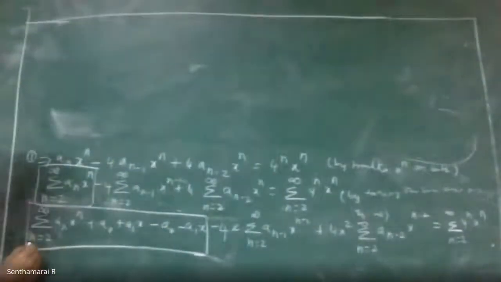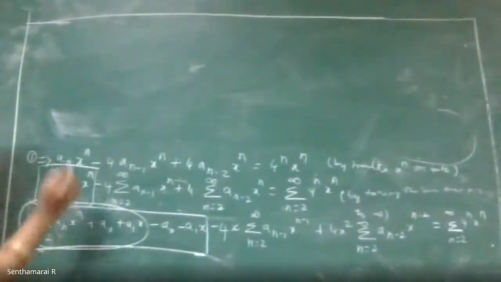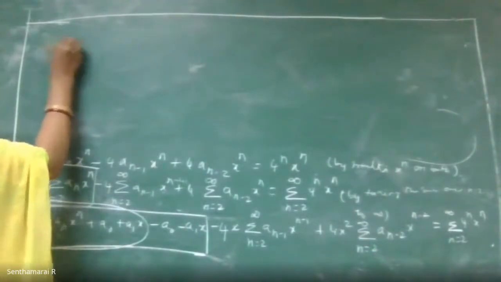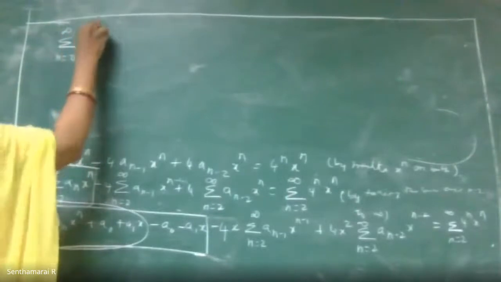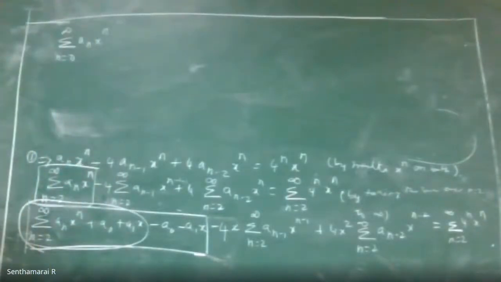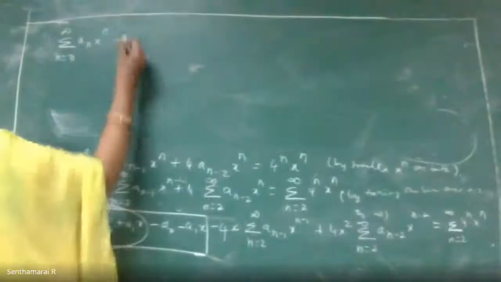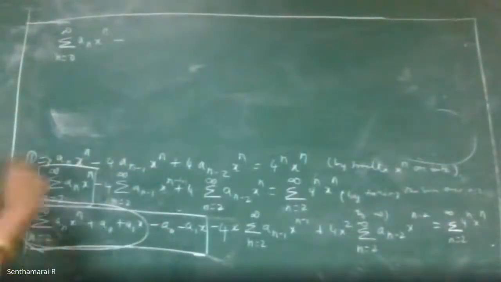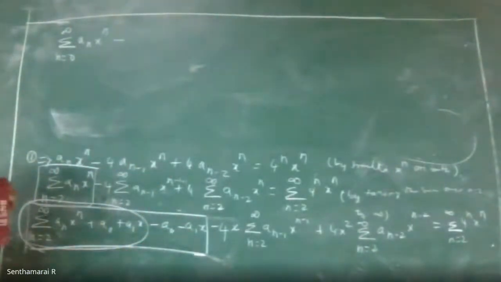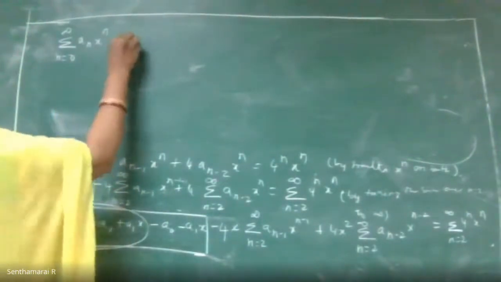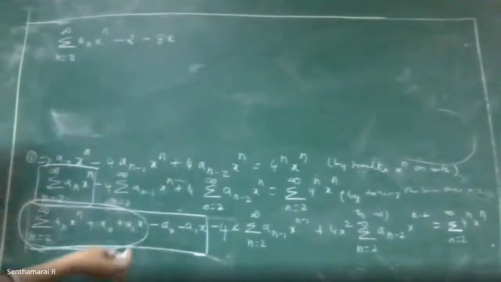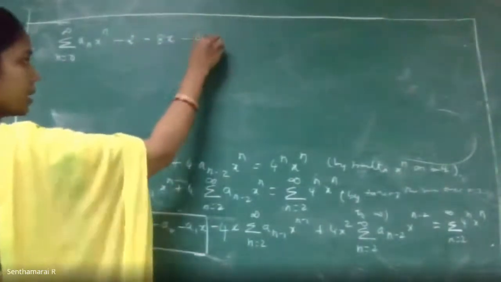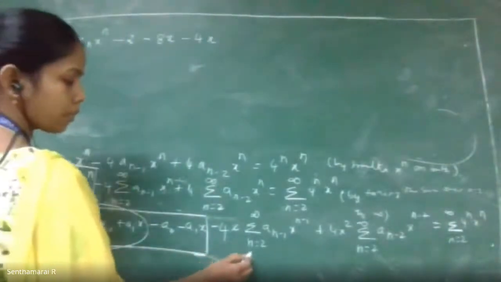Okay. Now, for these three things, I can write the equation as summation over n equal to 0 to infinity a n x power n, minus a naught. A naught and a1, the initial conditions, are given in the problem. A naught is 2, a1 is 8, minus 4x into this summation.